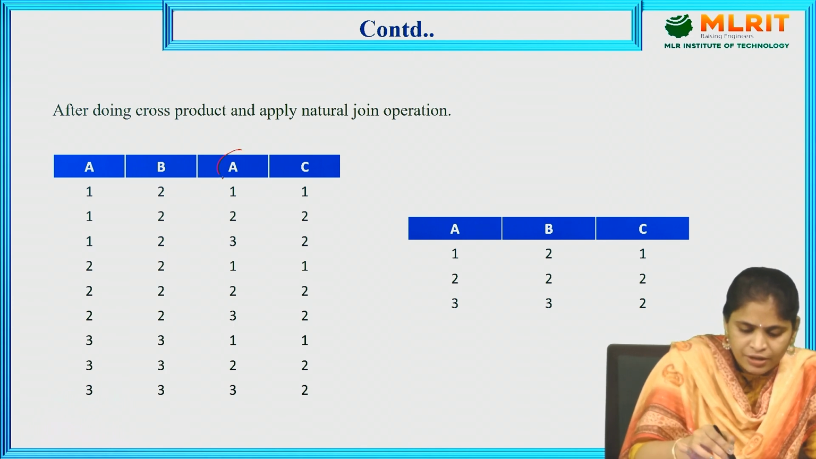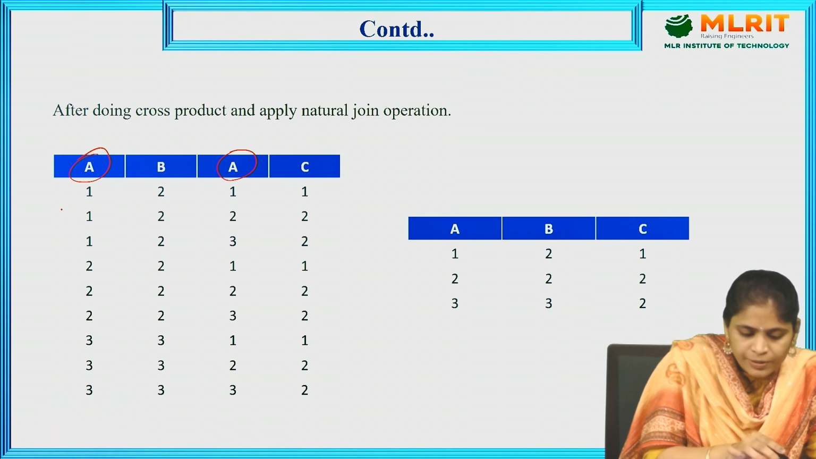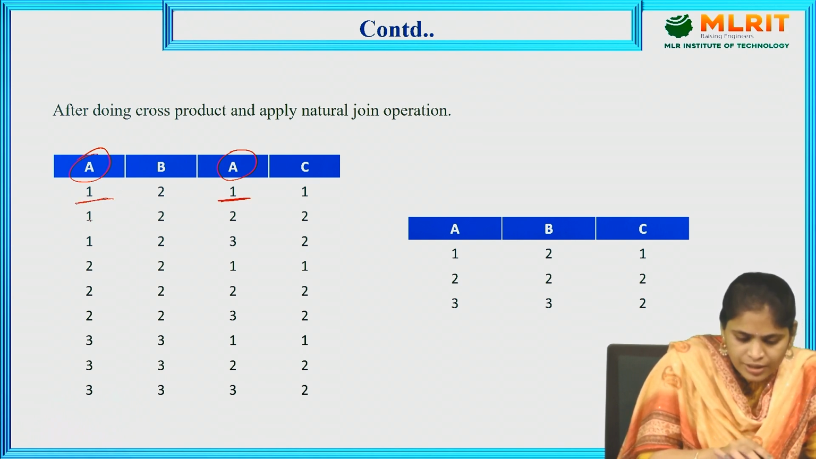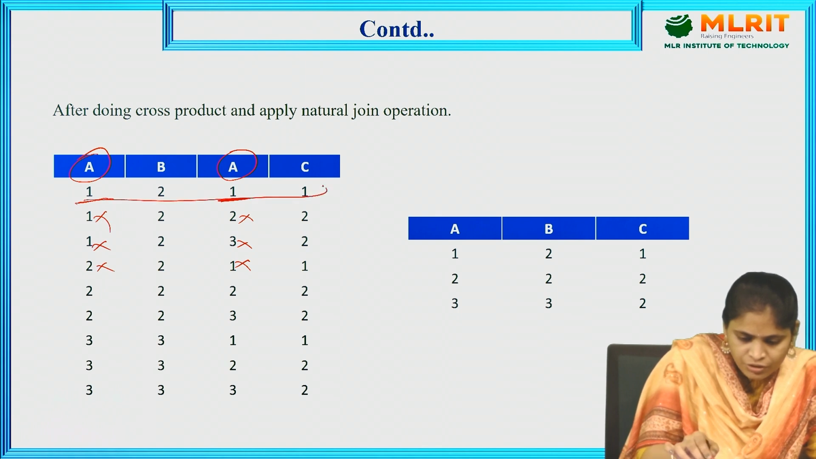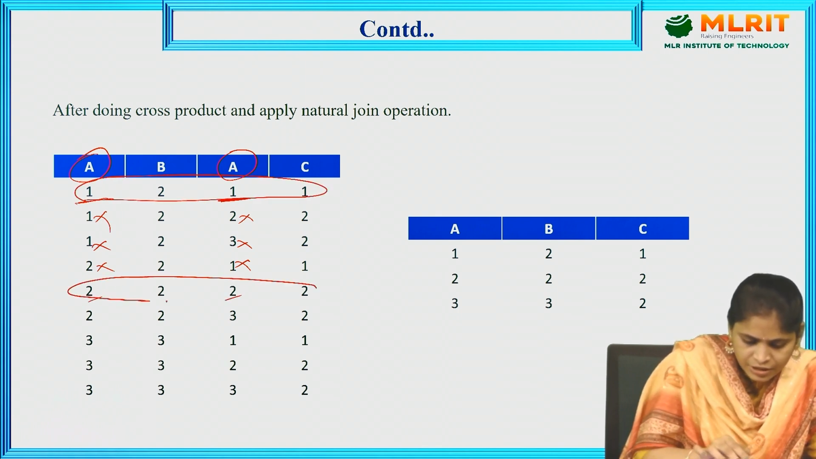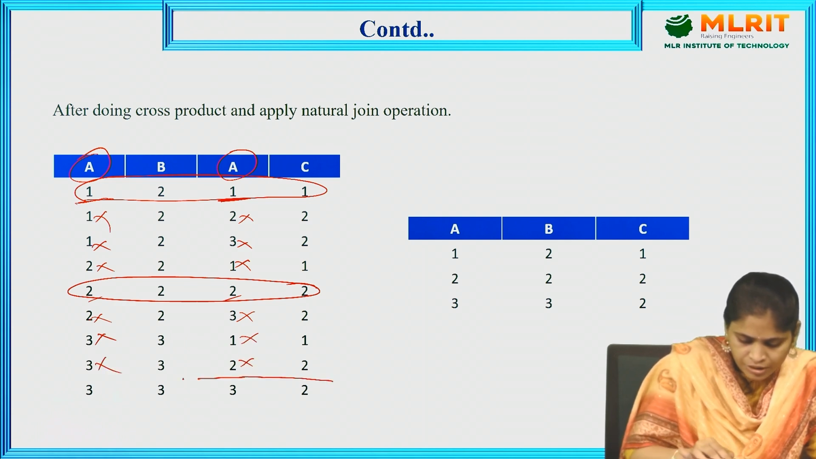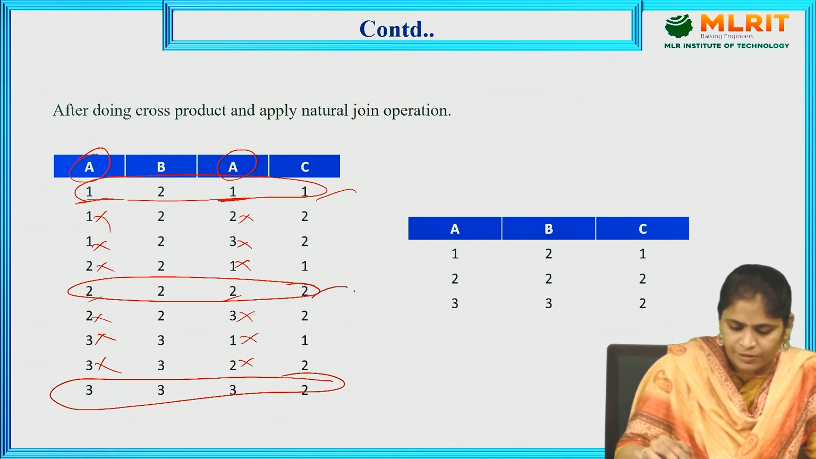Here I am considering the A values, the common attribute A, so only those rows will be retrieved. These two A values are equal in the first row. Next, are these two equal? No. These two? No. These two? No. Next, in the second row, these two are equal? Yes, A is equal. This row will be retrieved. Next, these two are different. Next, A common. This will be retrieved. Only 3 rows will be retrieved here.